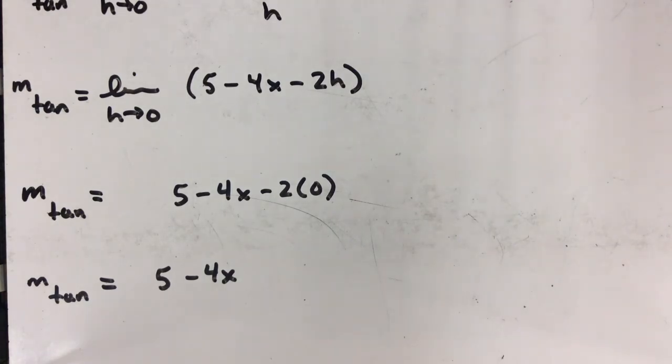And that is an example of another limit problem where we're finding the slope of the tangent line for a polynomial that has an x squared as its highest power of x.